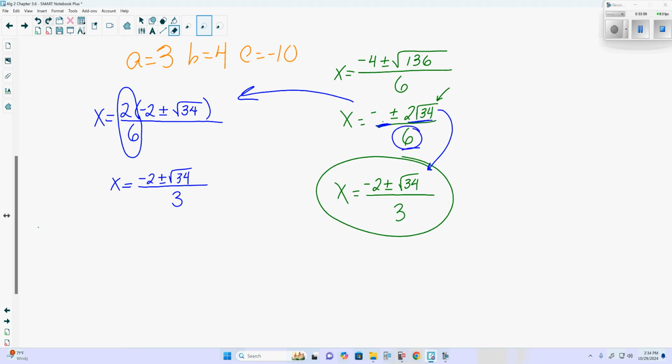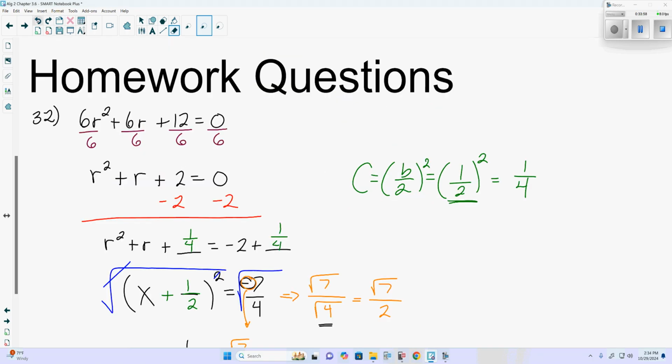Okay, apparently it's not putting the 2 back. All right, whatever.